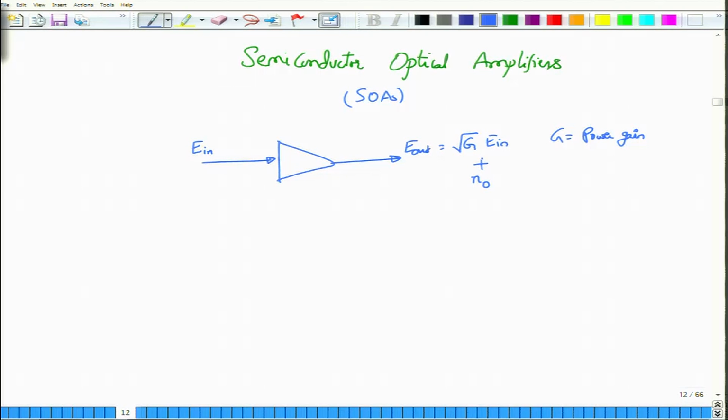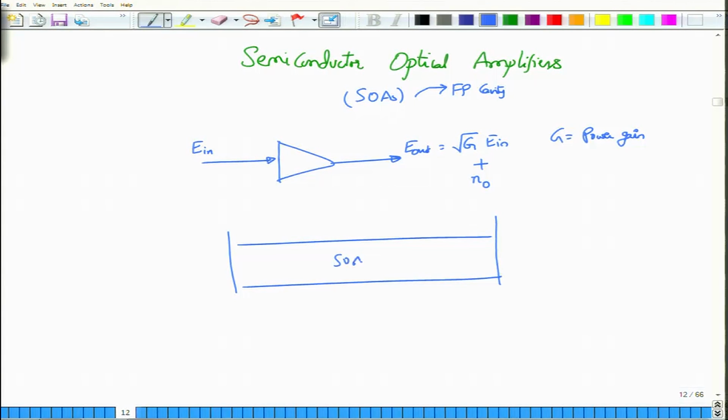But how exactly is this created? If you look at the structure of a semiconductor optical amplifier, most structures fall into two types. One is called the FP cavity type structure, wherein the active medium is kept in between two mirrors. These mirrors can be physical mirrors or they can be made in the form of a grating, but essentially their property is that of a mirror, and they have reflection coefficients R. If R is close to unity, then what would happen?